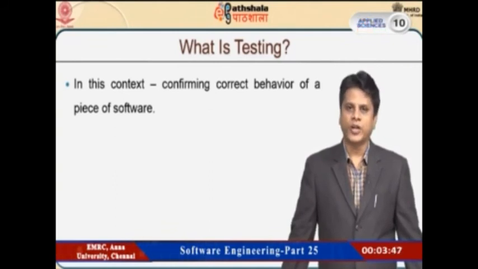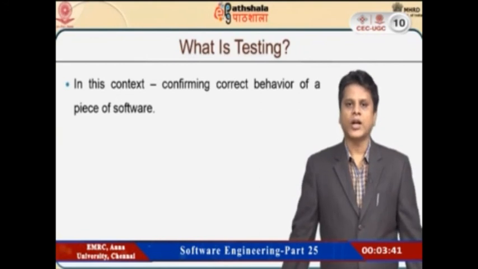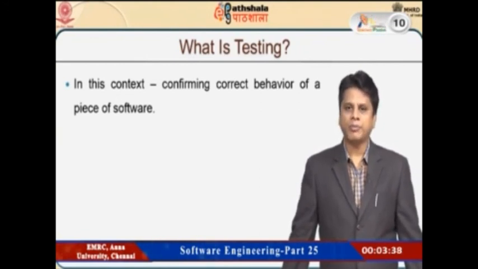Anything which confirms change of behavior, or change of behavior is supposed to be an error. So in this context we are confirming that the correct behavior of a piece of software needs to be ensured. That is the actual role of a tester. So we may have to ensure that the intended behavior of the software is achieved.